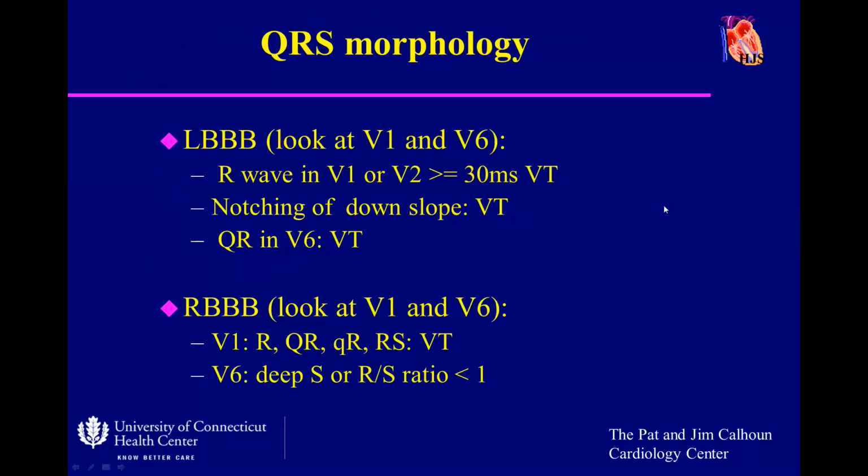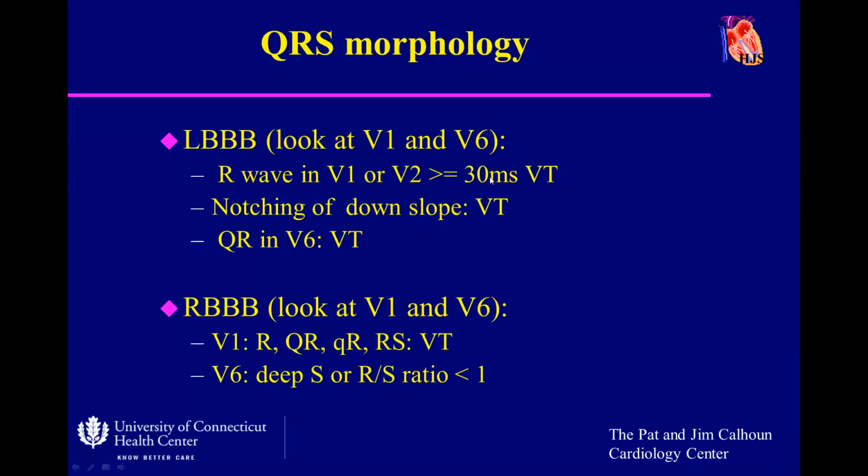The morphology criteria are very valuable because if you have those, you can make the diagnosis very, very quickly. If you have a left bundle branch block, look in V1 and look in V6. If the R wave in V1 or V2 is greater than 30 milliseconds, so roughly one tiny box, you make the diagnosis of ventricular tachycardia, because a typical left bundle does not have that. You have no R wave, and if you have an R wave, it's tiny. But if the width is greater than 30 milliseconds, roughly one small box, you have the diagnosis of VT.